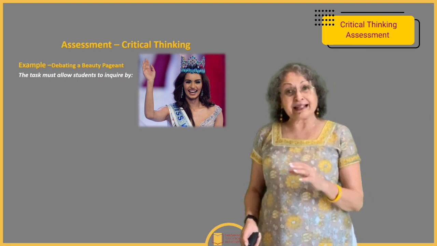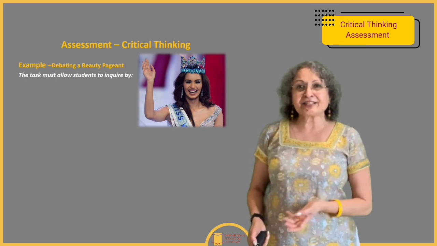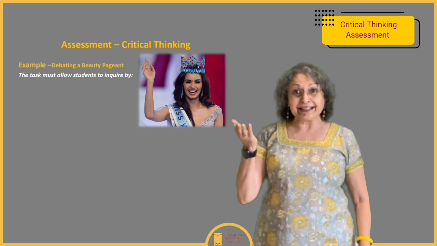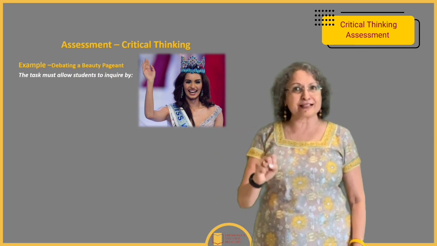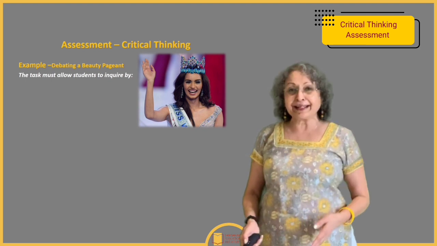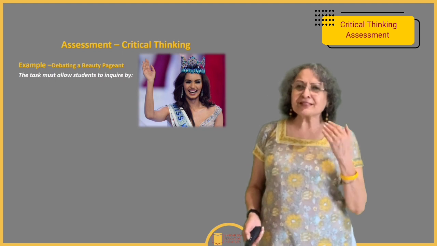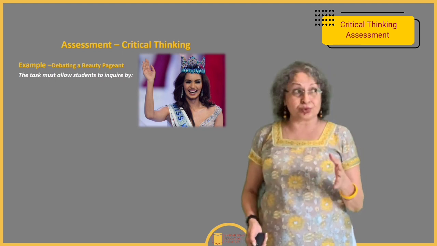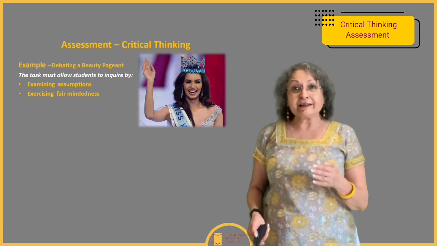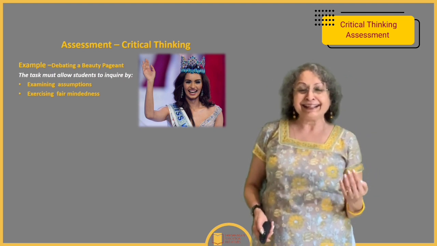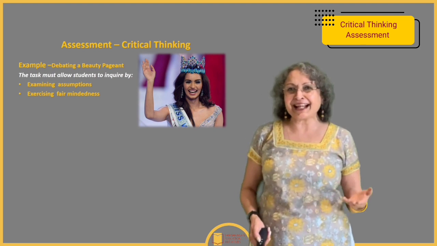Now, before we do that, the task should be like this. Before we even get to the assessment, this is a suggested task that we need to create in our class in a collaborative manner. If we get many children together to work on this, there will be very good critical thinking. Now, first of all, the students have to be able to think about this idea of a beauty pageant: whether it is right or not, whether such beauty competitions should be held or not.